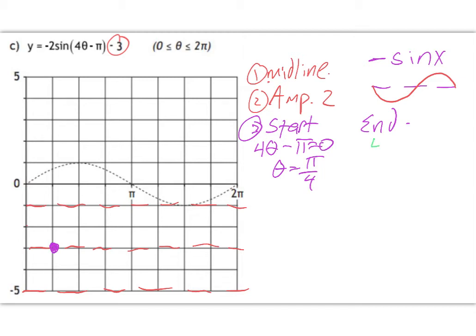For the ending point, same thing. 4 theta minus pi is equal to 2 pi. I'm going to add pi. That gets me 4 theta is 3 pi. If I divide by 4, we end up getting 3 pi over 4. That's going to be right here.